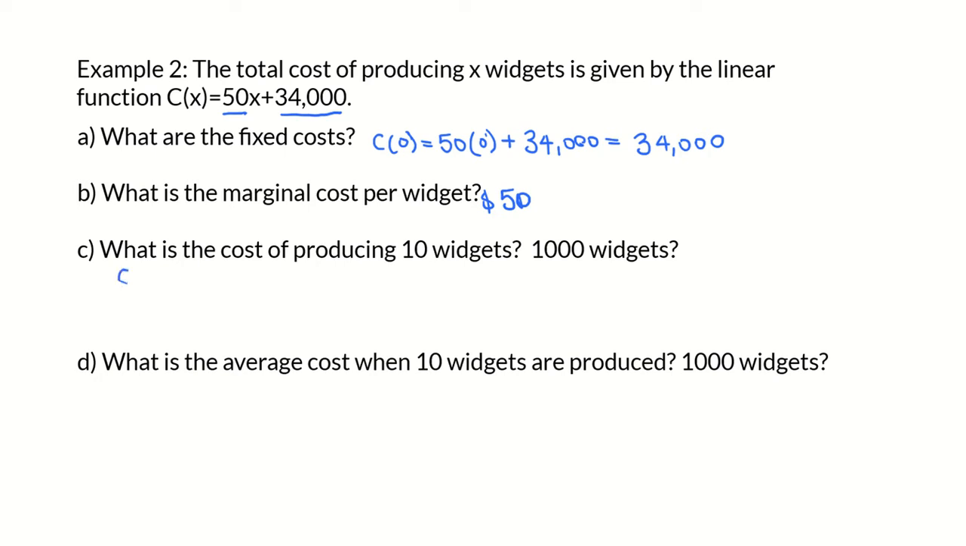So the cost of producing 10 widgets would be c of 10, which is 50 times 10 plus 34,000, which is 500 plus 34,000, which is 34,500.